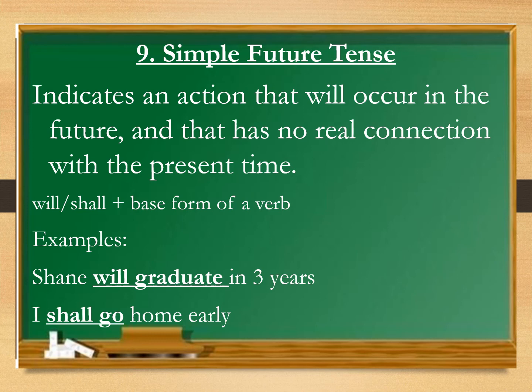Number 9, simple future tense. Indicates an action that will occur in the future and that has no real connection with the present time. Examples: Shane will graduate in 3 years and I shall go home early. So we're going to use will or shall plus the base form of the verb.